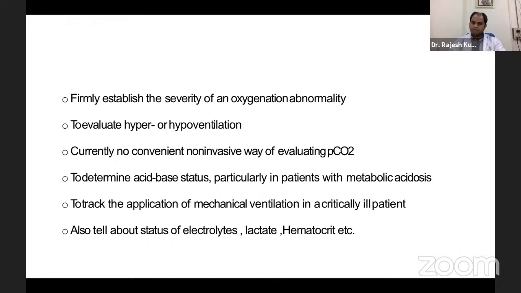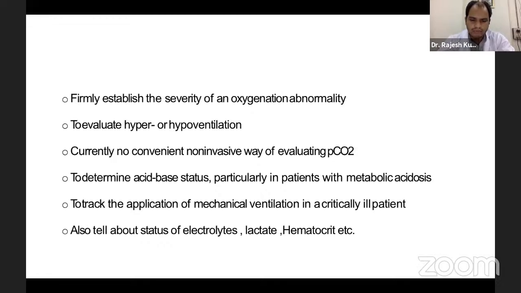And by seeing PCO2 levels, you can evaluate whether the patient is hyperventilating or hypoventilating. In hyperventilation, CO2 will wash out and CO2 levels will decrease. There is currently no convenient non-invasive way of evaluating PCO2. In some high-end ventilators, we have colorimetric methods by which you can evaluate PCO2 non-invasively, but this should not be a discussion point in this class.